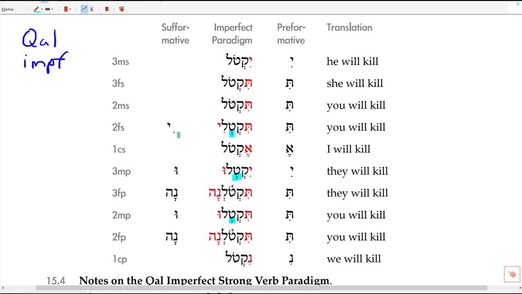And so for second feminine singular, we've got tiktali, third masculine plural, yiktalu, second masculine plural, tiktalu. And that R2 vowel reduces because of this vowel letter that's added at the end. Otherwise, our R2 vowel is a holam for many of our Qal strong verbs.